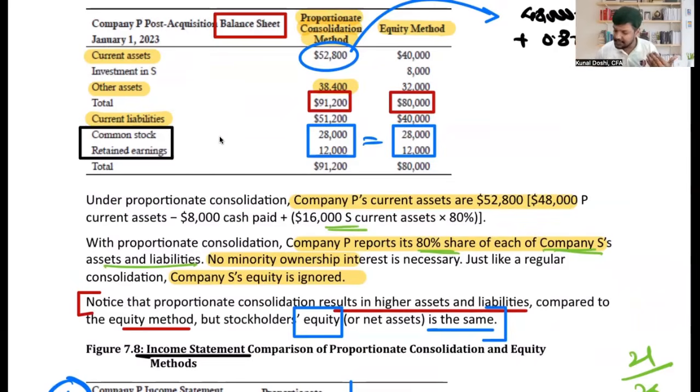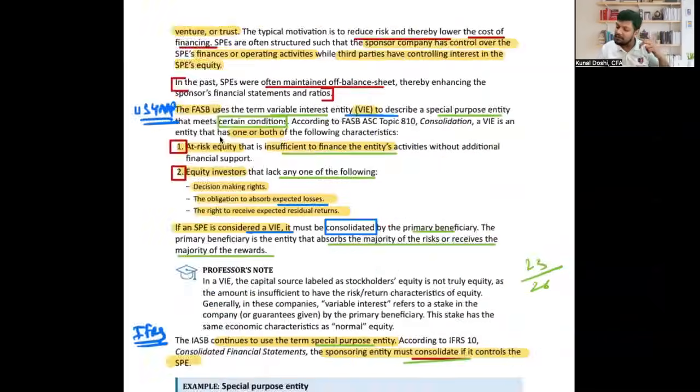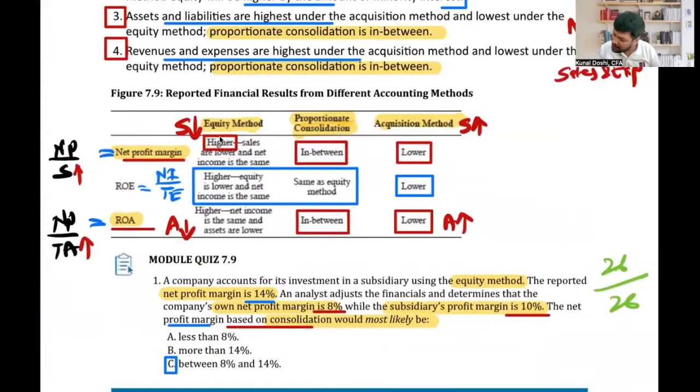ROA, return on assets. What about the assets? Assets are highest again in the acquisition method. So ROA will be the lowest there. Then comes proportionate consolidation and then comes equity. Correct? So the impact of ROA and net profit margin is same, that you need to understand when you are comparing these three methods. All right. Very, very important from the exam point of view.